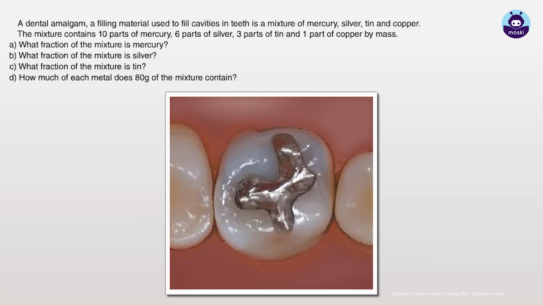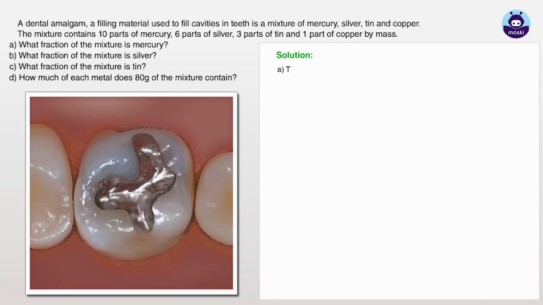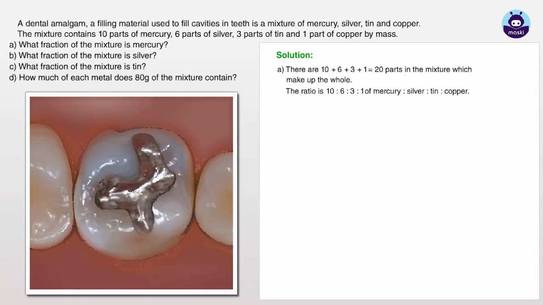How much of each metal does 80 grams of the mixture contain? Solution. There are 10 plus 6 plus 3 plus 1 equals 20 parts in the mixture which make up the whole. The ratio is 10 to 6 to 3 to 1 of mercury to silver to tin to copper.